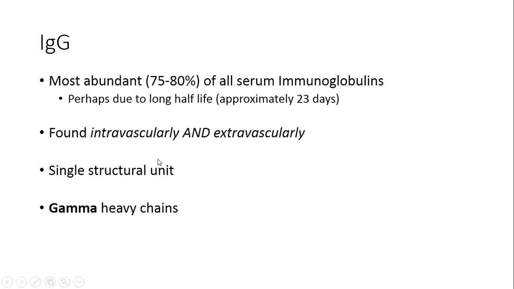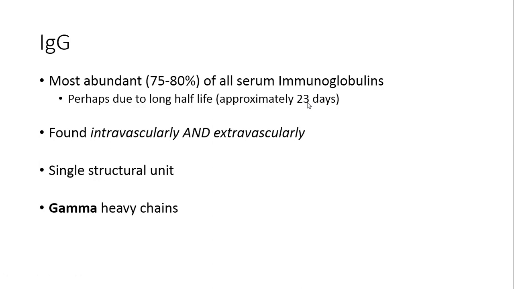It's found intravascularly and extravascularly. It's that single Y-shaped unit, that monomer, and we know that it has gamma heavy chains. We also know that IgG has a very nice long half-life. And again, when we talked about second exposures and creating memory, the immunoglobulins that get produced stick around for a long time, and the B cells that are producing them are sticking around for a longer period of time. They're watching out to make sure that we don't encounter that pathogen again. So the half-life is actually quite long, 23 days.